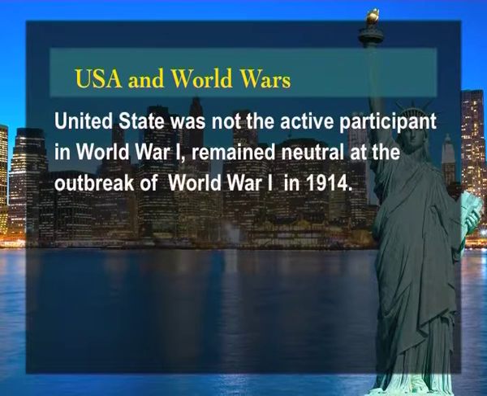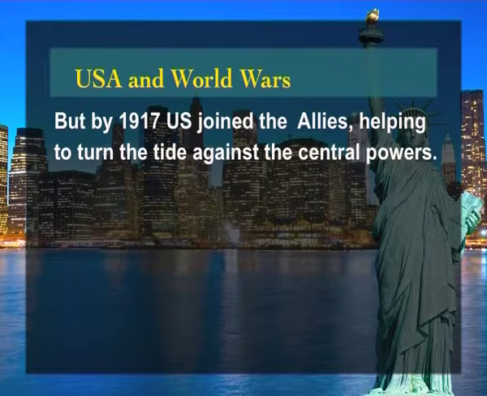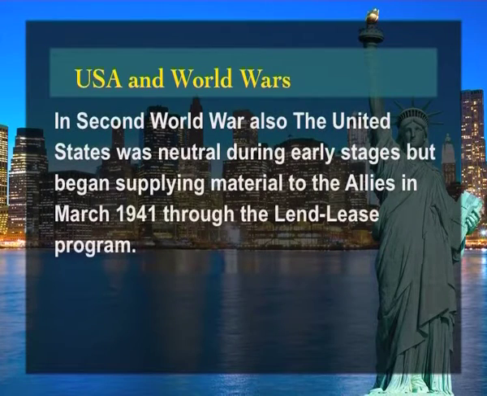The United States was not an active participant in the First World War and remained neutral at the outbreak of the First World War in 1914. But by 1917, the US joined the Allies, helping to turn the tide against the Central Powers. In the Second World War, also, the United States was neutral during the early stages but began supplying material to the Allies in March 1941 through the Lend-Lease program.